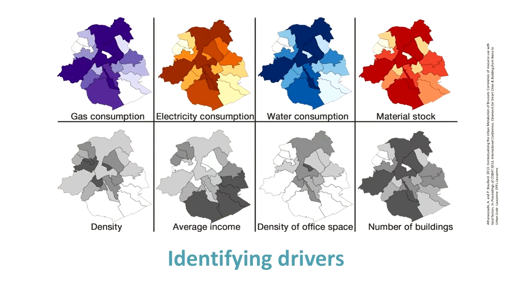Here you can also see how you can identify drivers, and you can try and link what you find out with your urban metabolism work. You can try and link that to other indicators, and you can see, okay, how does density play a role? Does that impact different urban metabolism flows? Is it income? Is it number of buildings? So doing these kind of mapping exercises can help you see relationships that otherwise may be difficult to understand.